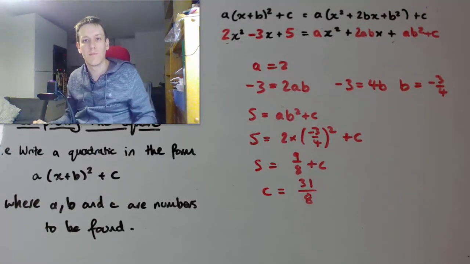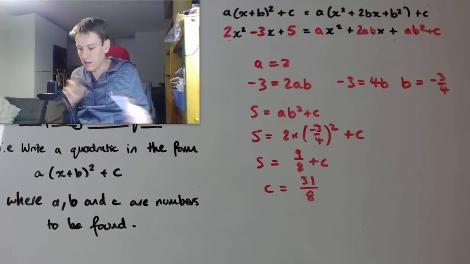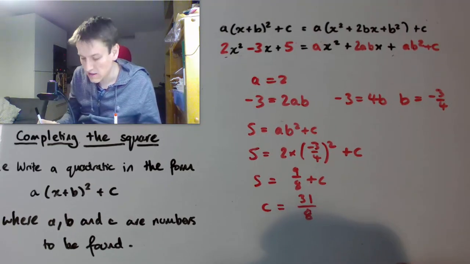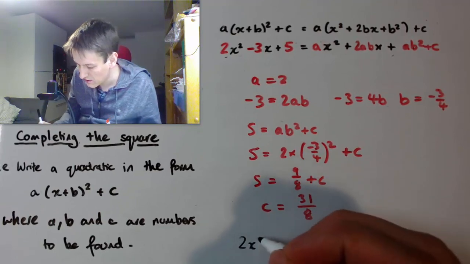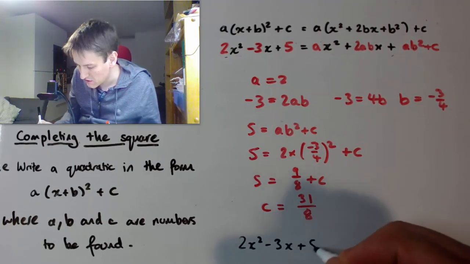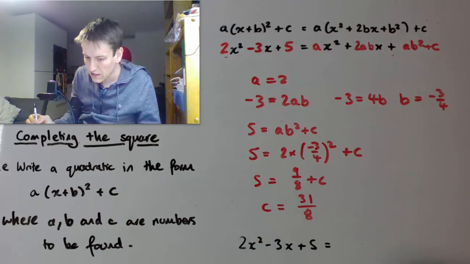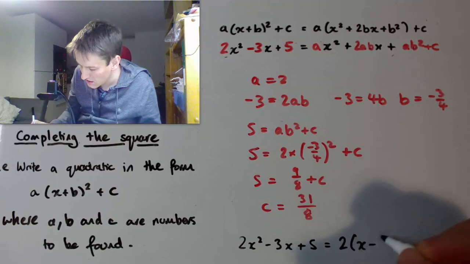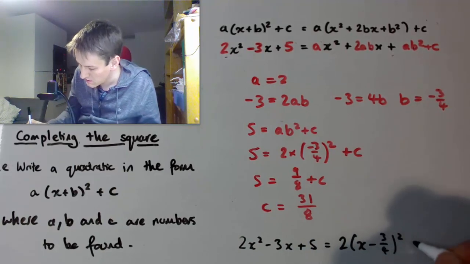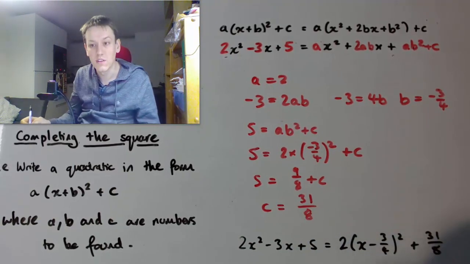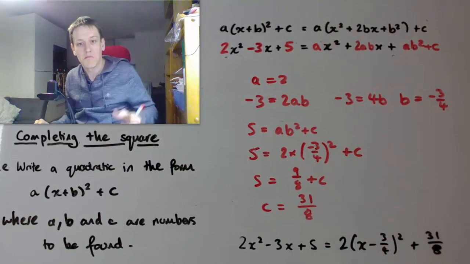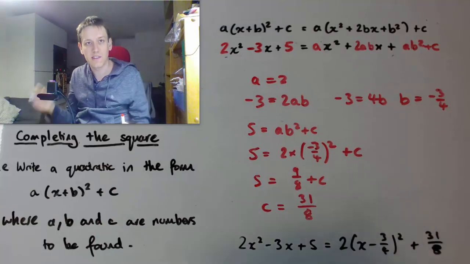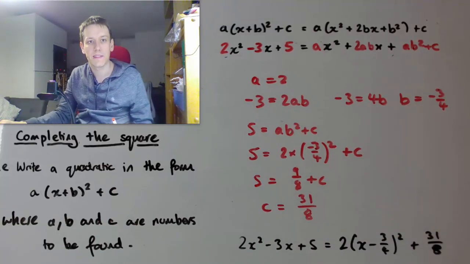So although fractions came into this and that made it a little bit harder, in principle the method here is exactly the same, and we find that the completed square form of 2x squared minus 3x plus 5 is equal to 2 times x minus 3/4 squared plus 31 divided by 8. Okay, so a bit harder with fractions, but the form is the same. I've just found these three numbers and substituted them in. Okay, let's do another one.